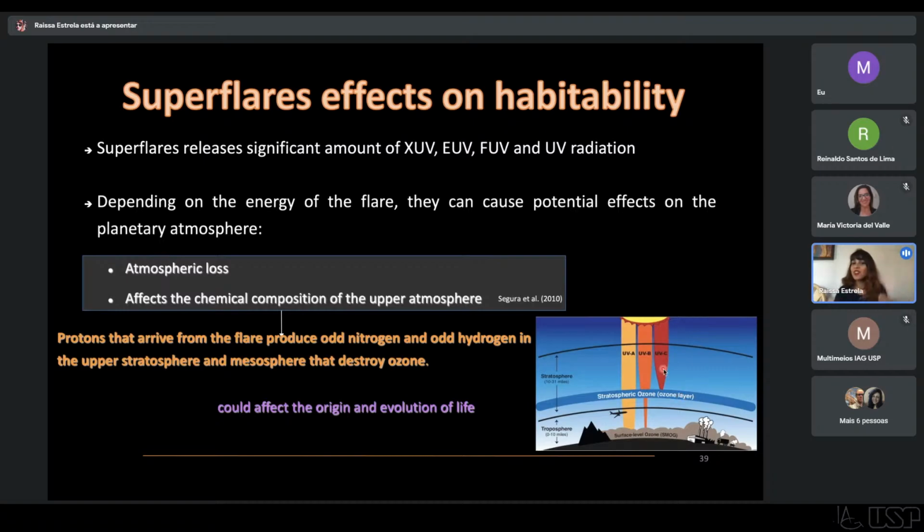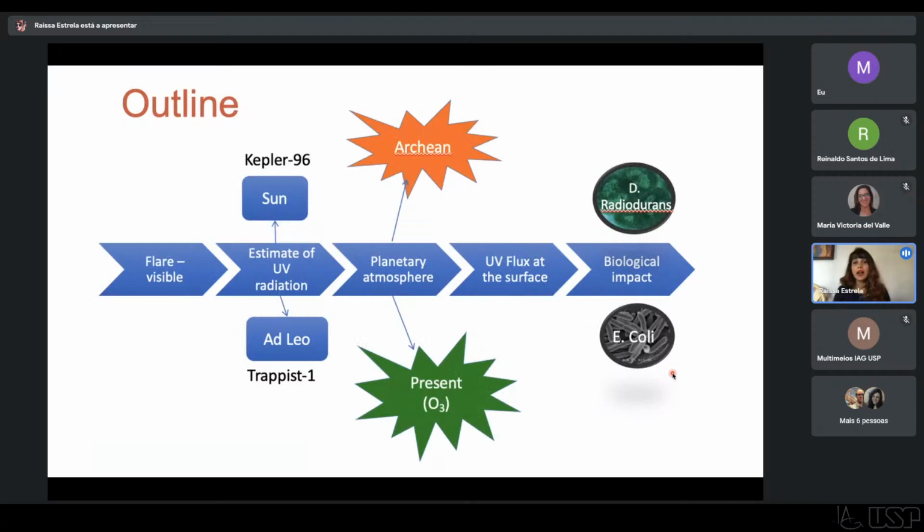And it's protecting us right now from very harmful UV radiation like UVB and UVC. So we did this work where we took these flares observed in the visible for TRAPPIST-1 and Kepler 96, and we tried to estimate the UV radiation using as a template the sun for the solar analog Kepler 96 and AD Leo for the M-dwarf TRAPPIST-1. So we took flares that were observed in these 2 stars in the UV, and we scaled that for the flares that were observed for this Kepler 96 and TRAPPIST-1.